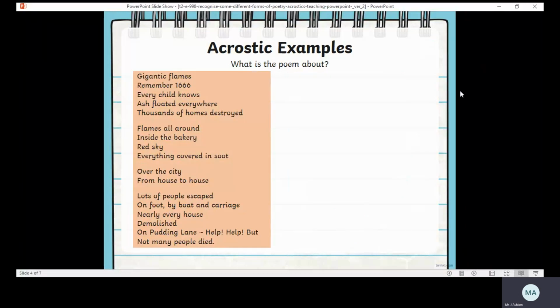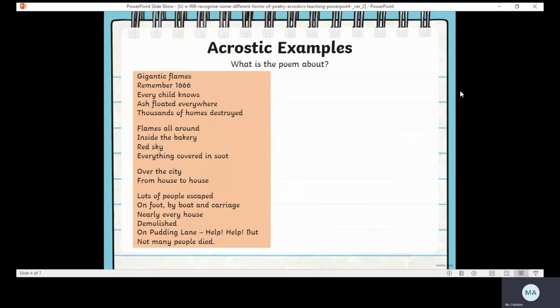What's this one about? Gigantic flames. Remember 1666? Every child knows. Ash floated everywhere. Thousands of homes destroyed. Flames all around inside the bakery. Red sky, everything covered in soot. Over the city from house to house. Lots of people escaped on foot, by boat and carriage. Nearly every house demolished on Pudding Lane. Help, help, but not many people died.